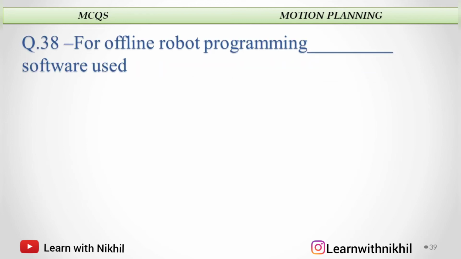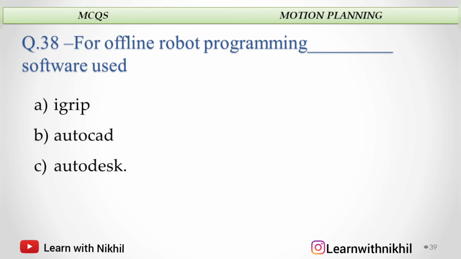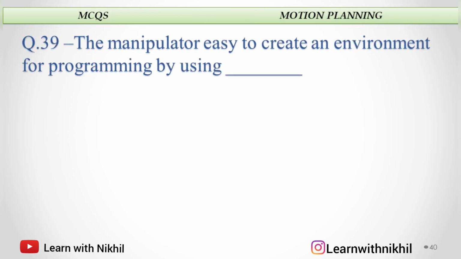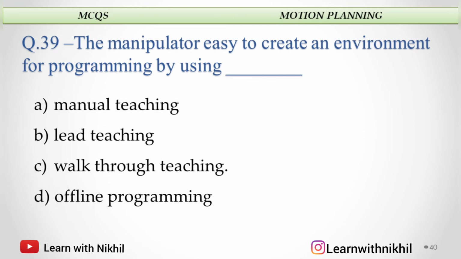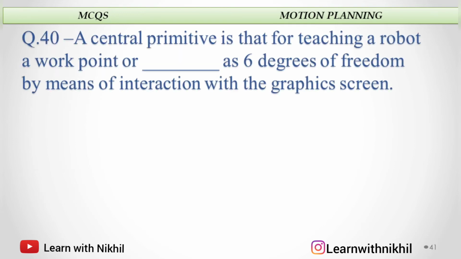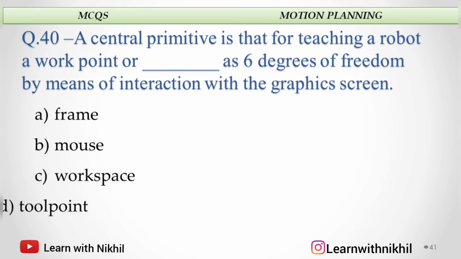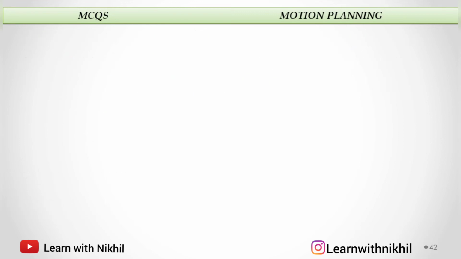For offline robot programming, which software is used: iGrip, AutoCAD, Autodesk, Tinkercad? The software is iGrip. The manipulator makes it easy to create an environment for programming by using manual teaching, lead-through teaching, walkthrough teaching or offline programming. And the answer is offline programming. A central primitive for teaching a robot a work point, which has 6 degrees of freedom, by means of interaction with the graphic screen: a frame, mouse, workspace, tool point. And the answer is frame.